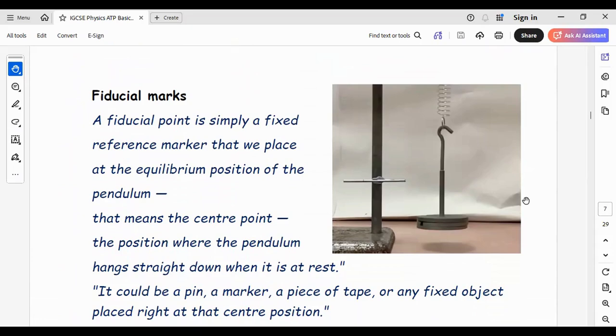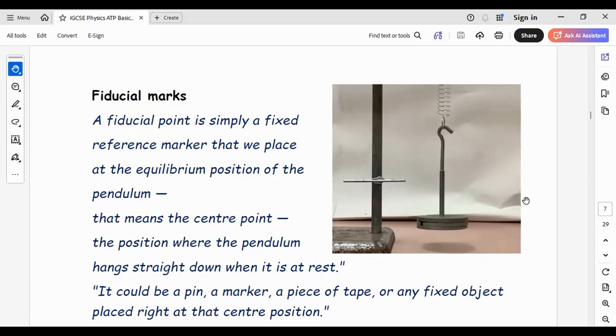Fiducial point is simply a fixed reference marker that we place at the equilibrium position of the pendulum. That means the center point, the position where the pendulum hangs straight down when it is at rest. It could be a pen, a marker, a piece of tape, or any fixed object placed right at the center of the position. And we use it as a reference, so that every time the pendulum swings and passes through the center point, we count it accurately.